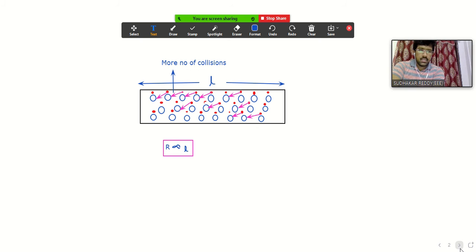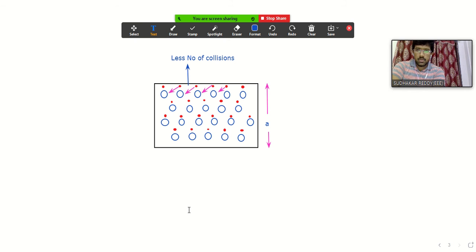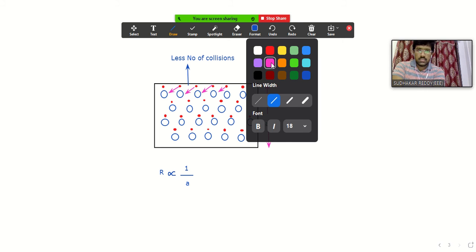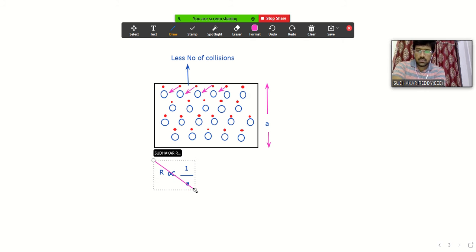Now if you want to write the relation between resistance and cross-sectional area, definitely we have an inverse relation. The resistance offered by a particular material is inversely proportional to the cross-sectional area, that is small a. That means if the cross-sectional area increases, the resistance value decreases. That is what we can observe here, right? So this is the relation between the resistance value and its cross-sectional area. This is the second factor which affects the resistance of a particular conductor or material.